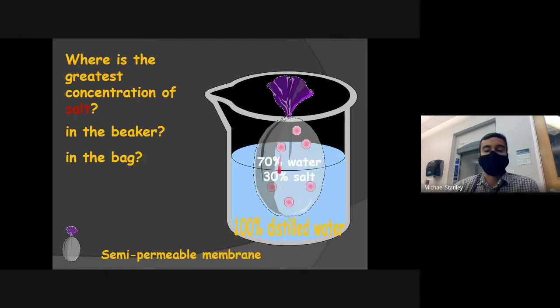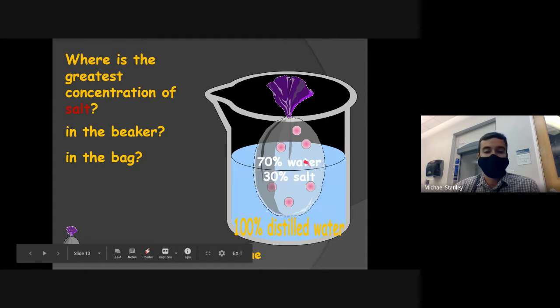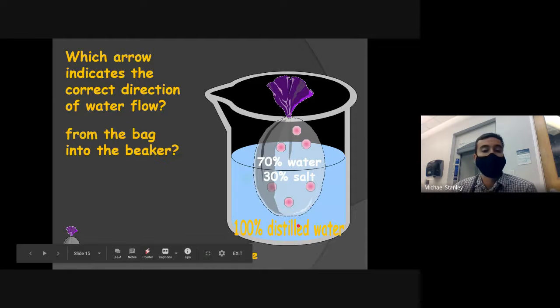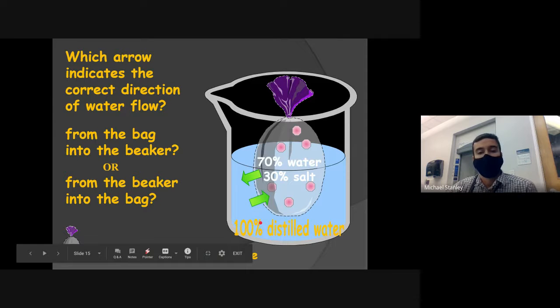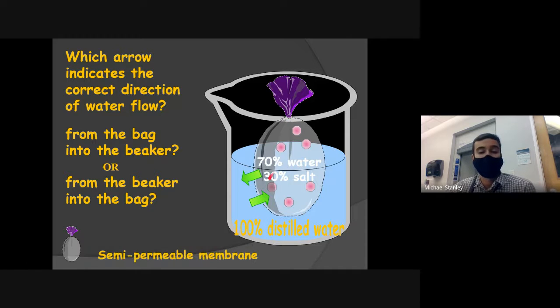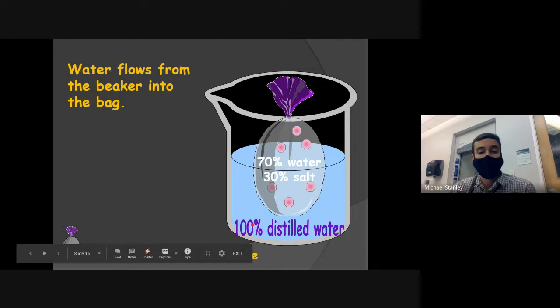So if we drop a saltwater bag in this pure water beaker, we have a lot of salt and 70% water in the bag, but 100% water in the beaker. So the water will naturally move into the bag. There's 100% in the beaker, 70% in the bag. So it's naturally going to move from the higher concentration to the lower concentration.